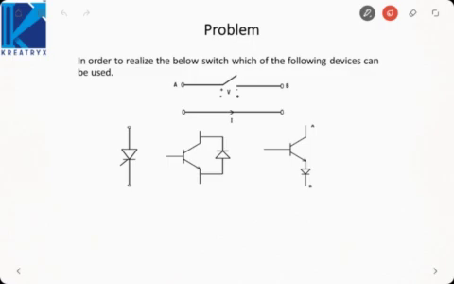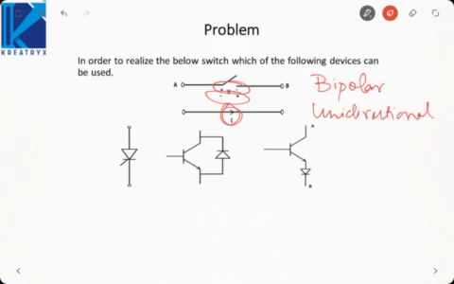Now let us see a problem. We are given a switch. We need to know which of the following devices can be used. When the switch is open, voltage can be positive as well as negative. This indicates a bipolar behavior. And since current is shown in only one direction, it is unidirectional. So we need to find which of these devices is bipolar and unidirectional. This is my SCR. It is by default bipolar and unidirectional.